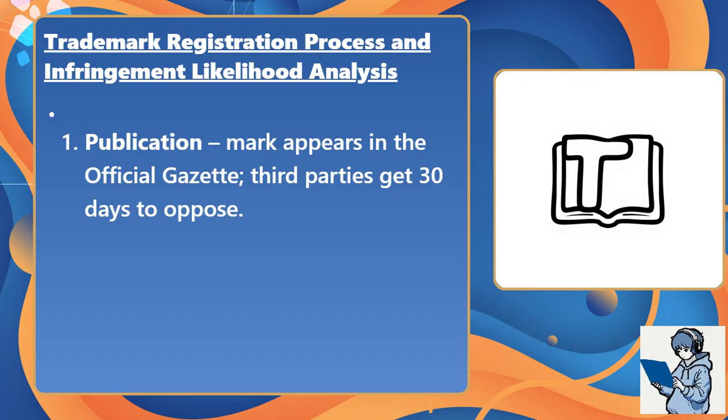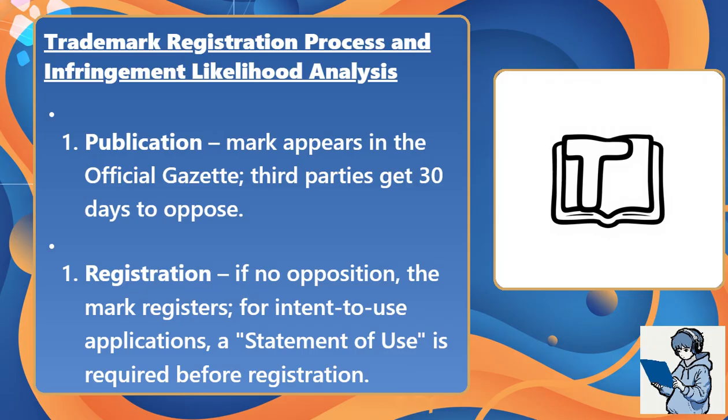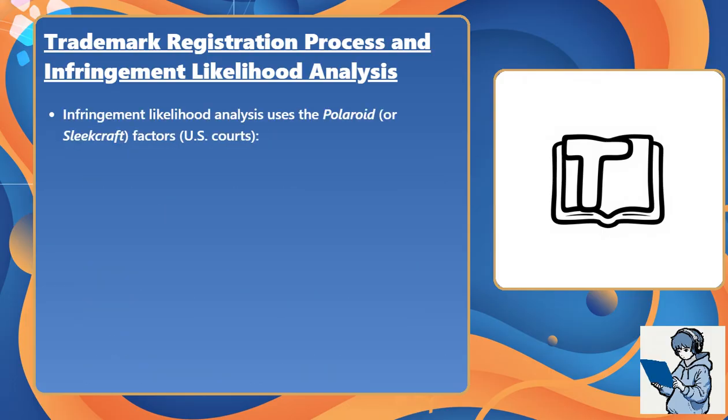Publication: the mark appears in the Official Gazette. Third parties get 30 days to oppose. Registration: if no opposition, the mark registers. For intent-to-use applications, a statement of use is required before registration. Infringement likelihood analysis uses the Polaroid or Sleekcraft factors.